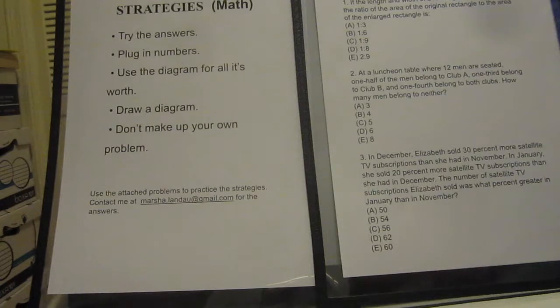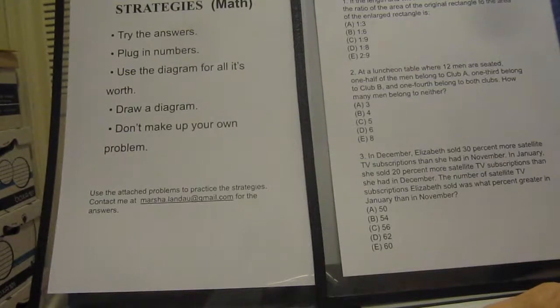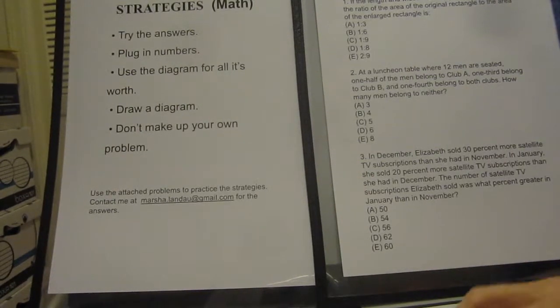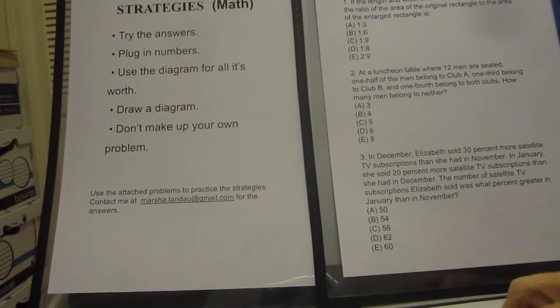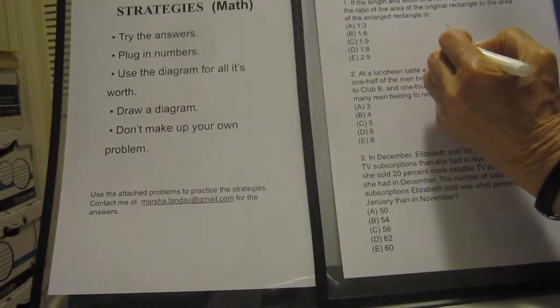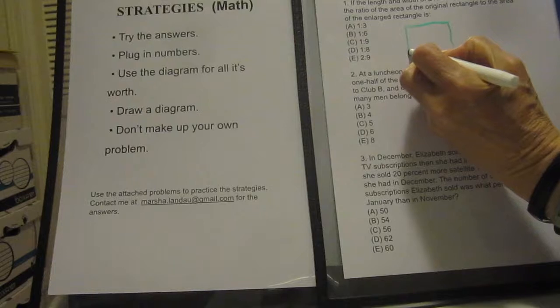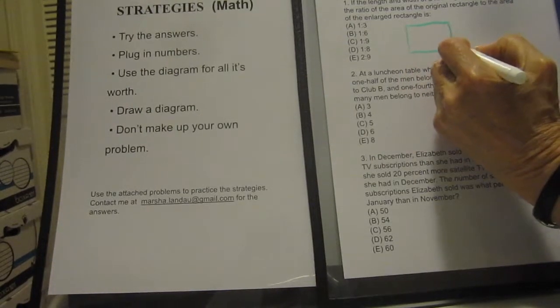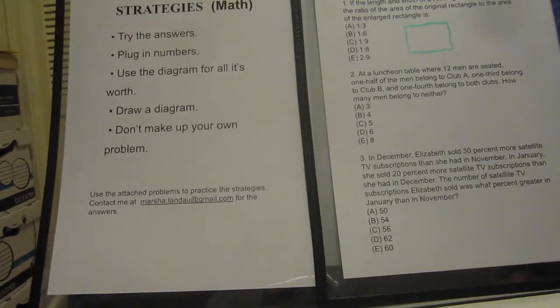So for the first problem, if the length and width of a rectangle are both tripled, the ratio of the area of the original rectangle to the area of the enlarged rectangle is, and you have to figure that out. There's more than one way to do this. One way would be to draw a diagram of a rectangle. But whether you draw a diagram or not, I think plugging in numbers would be a great idea.